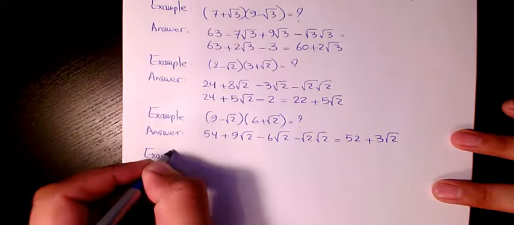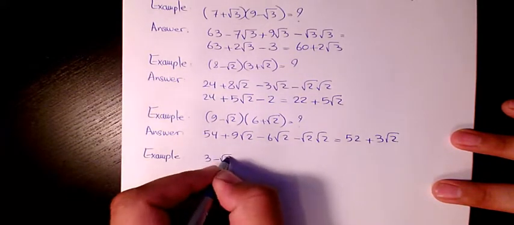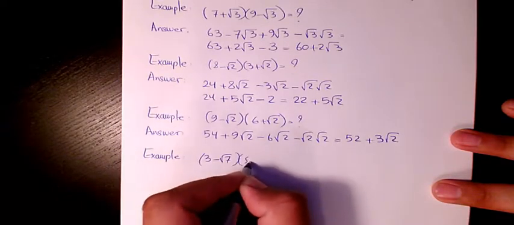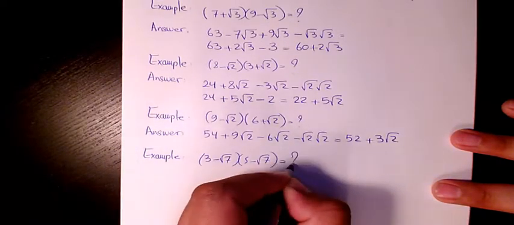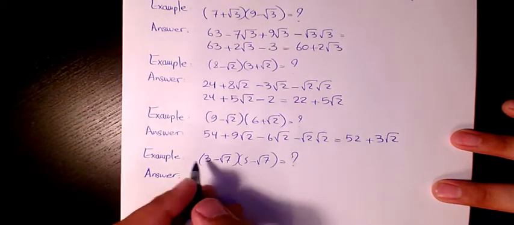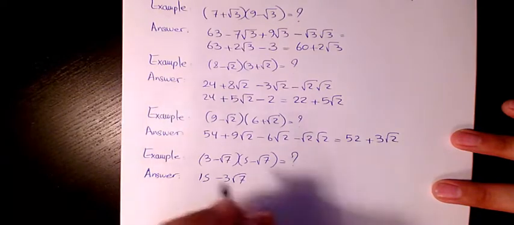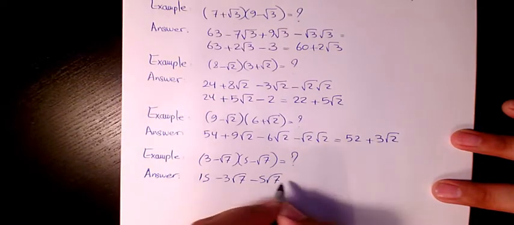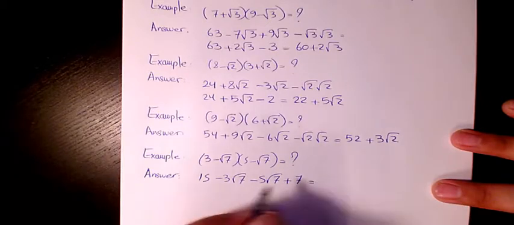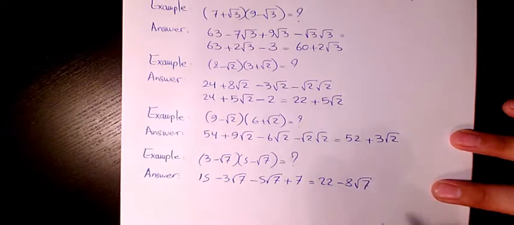Next example is 3 minus root 7 times 5 minus root 7. Answer is 5 times 3, 15. Negative 3 root 7, minus 5 root 7, plus 7. So that's 22 minus 8 root 7.